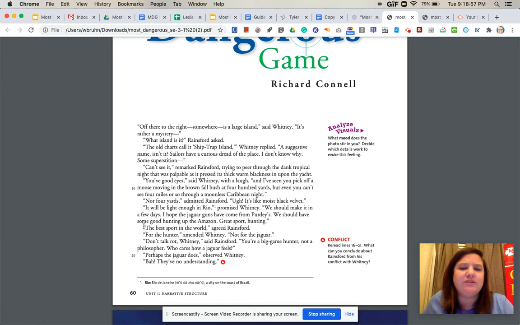You kind of just want to come up with some ideas based on this conversation, because clearly Whitney feels like animals do have feelings, and that although hunting is fun for the humans, it's definitely not fun for the animals. But Rainsford says, absolutely not. Animals don't have feelings. Who cares how they feel? They can't understand. So write down a sentence or two about what you can conclude about Rainsford based on this conflict. Pause the video if you need to, and then restart it once you're done.